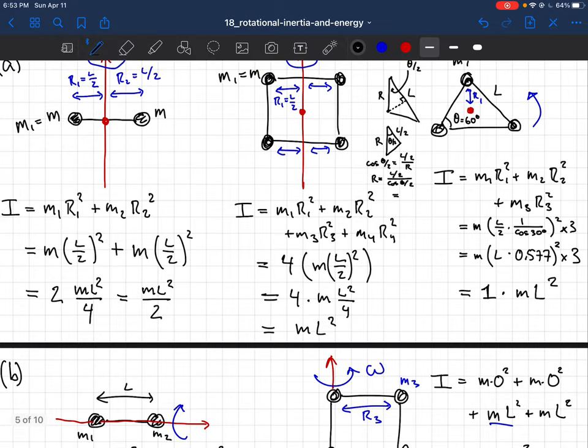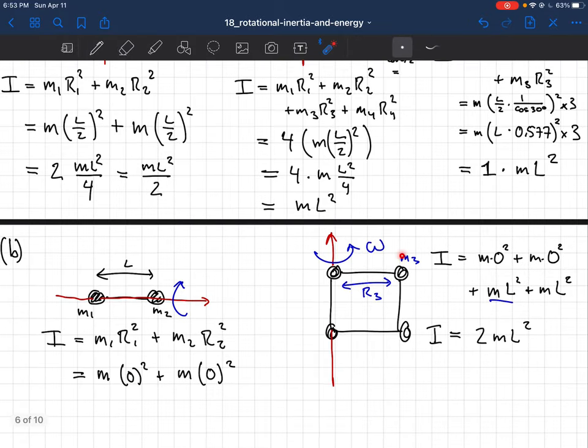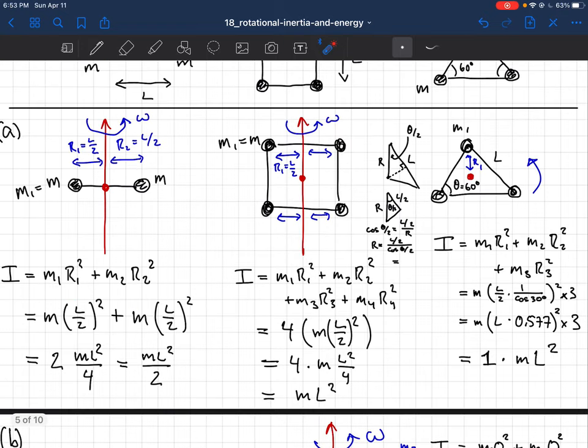And what did we get on the previous one? Over here, we got just plain mL squared. So this thing has a higher moment of inertia. Even though it's just two masses that contribute, it's going to be harder to rotate this object about this axis than it is to rotate the same object about the central axis.